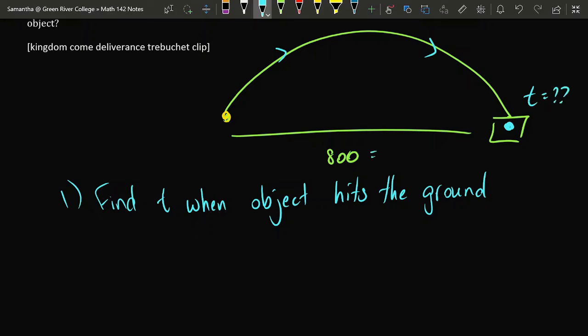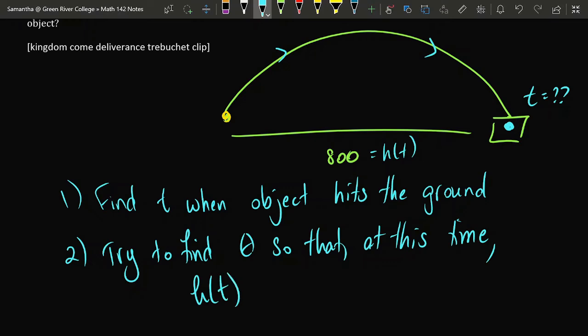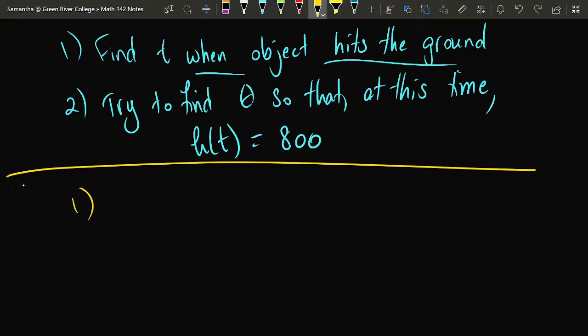At what time? Then I'm going to try and find theta, so that at this time, when the object hits the ground, the horizontal position at that moment is equal to that 800 meters. In step number 1, by finding the time when the object hits the ground. In other words, I'm going to find t when the object's height above the ground, its vertical position, is equal to 0.